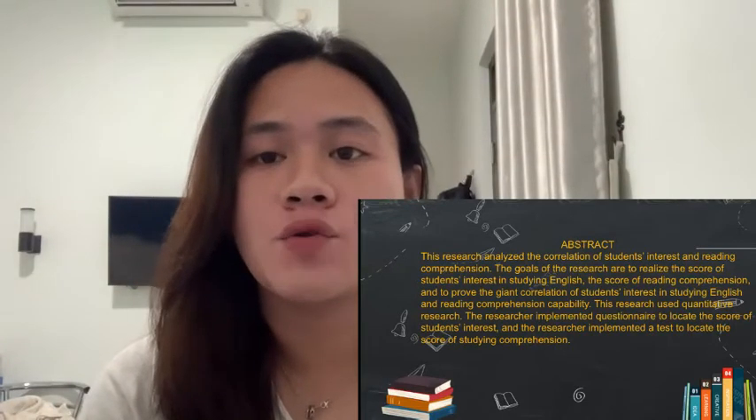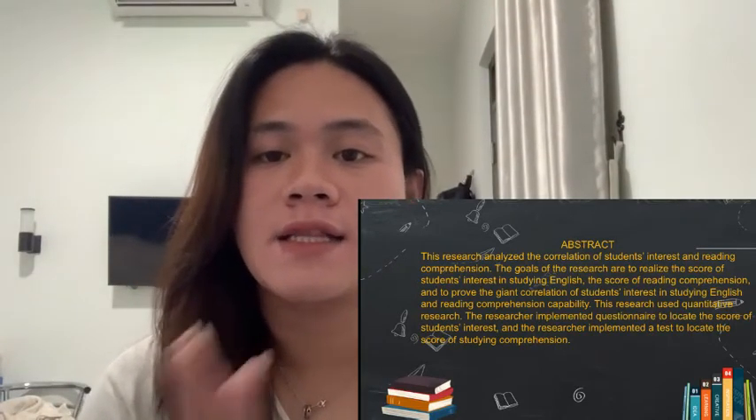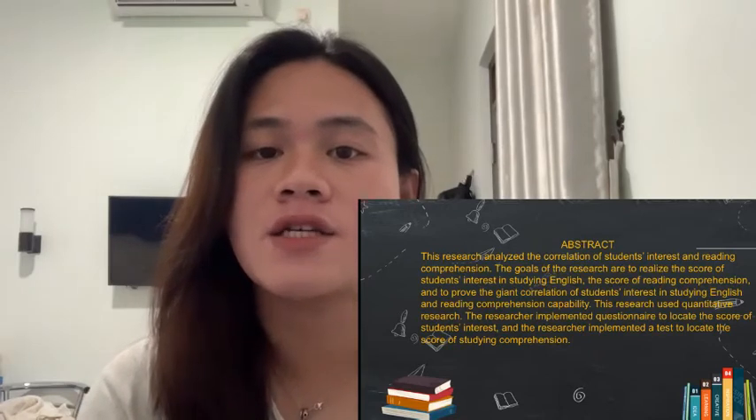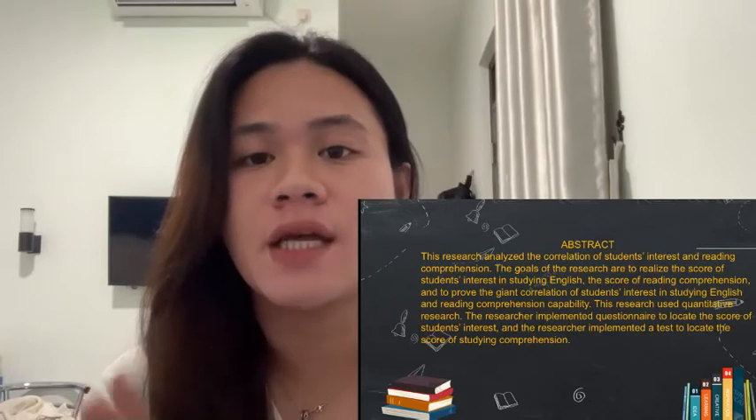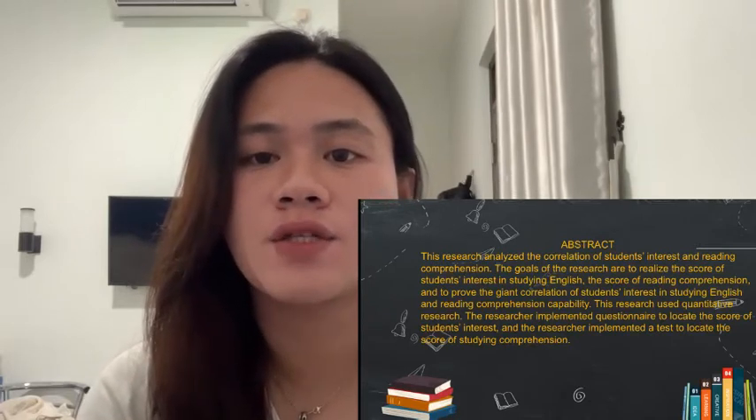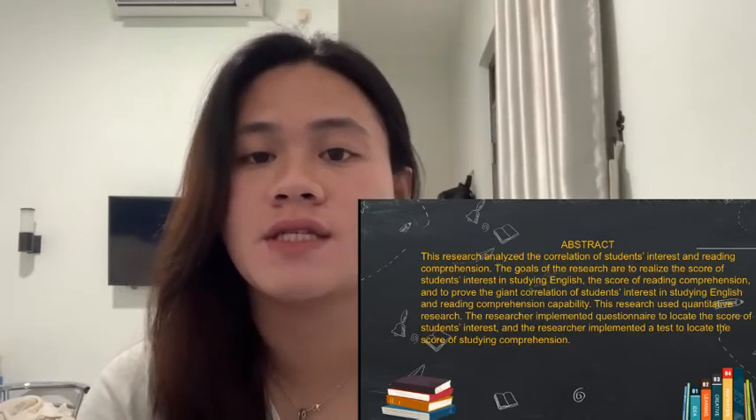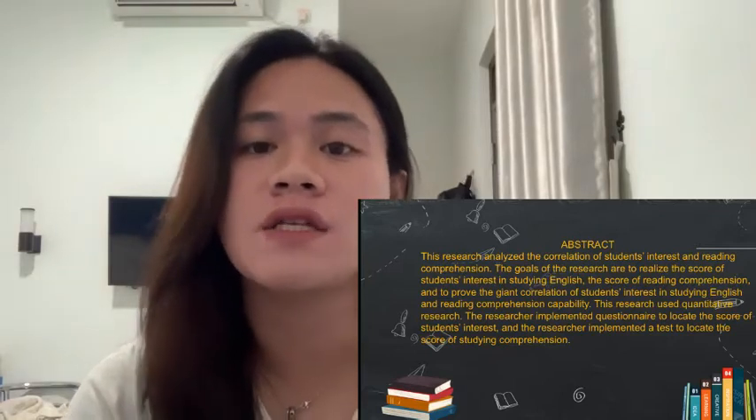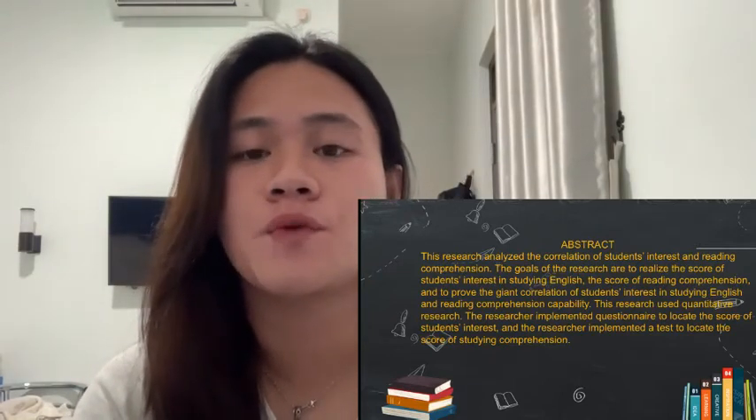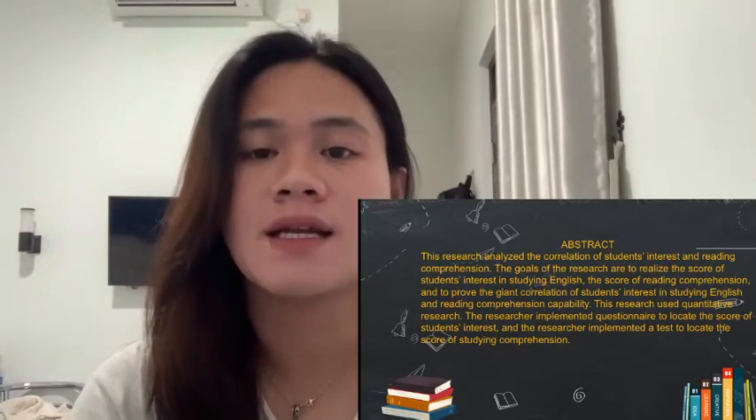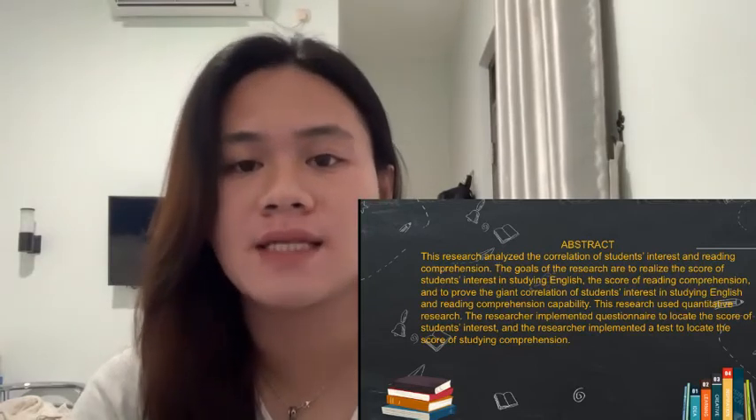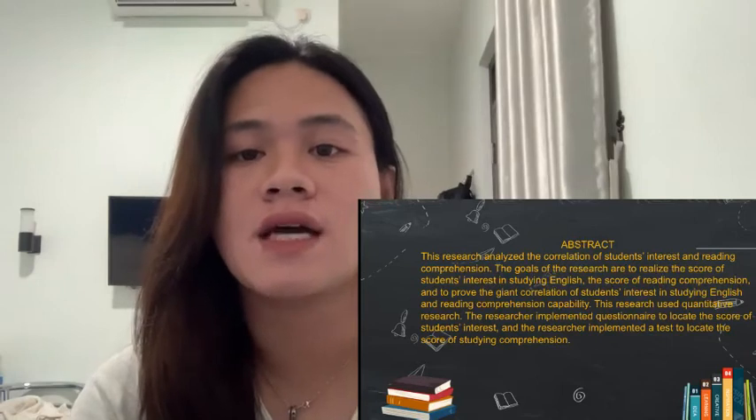Pertama, yaitu di bagian abstrak. This research analyzes the correlation of student interest and reading comparison. The goals of the research are to realize the score of student interest in studying English, the score of reading comparison, and to prove the given correlation of student interest in studying English and reading comparison capability. This research uses quantitative research.